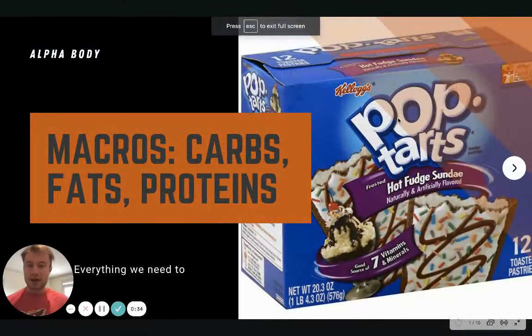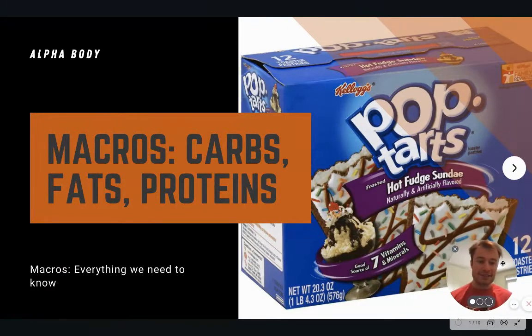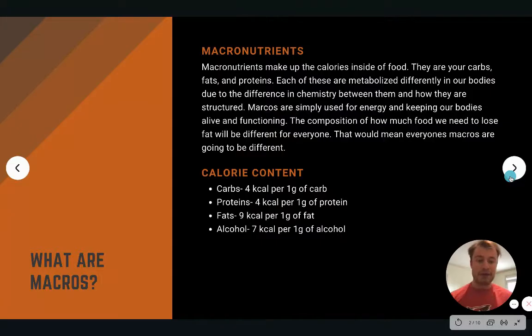So we're going to be talking here about your macros, which are going to be your carbs, your fats, and your proteins. The Pop-Tarts, this is a necessity if you're going to be tracking your macros, something called flexible dieting. Go to Hot Fudge Sundae. No disagreements there. Everything you need to know about your macros, okay?